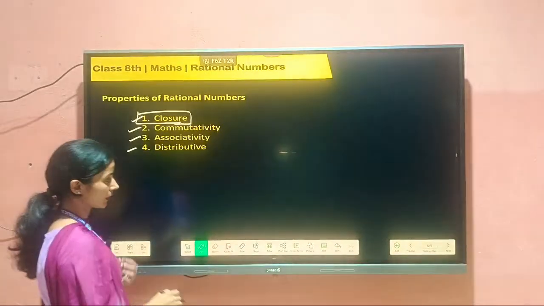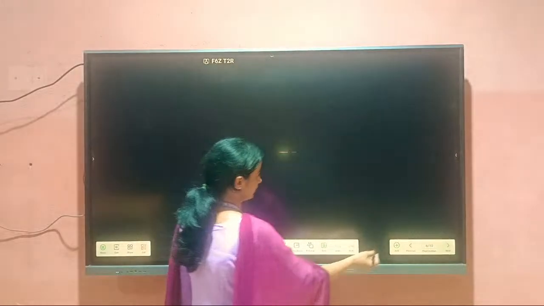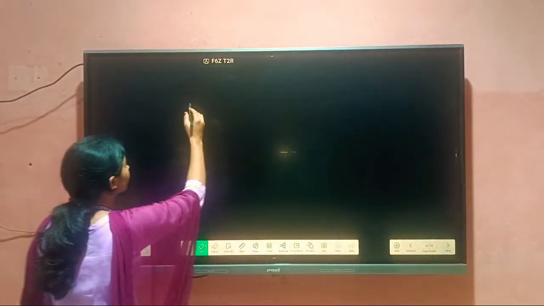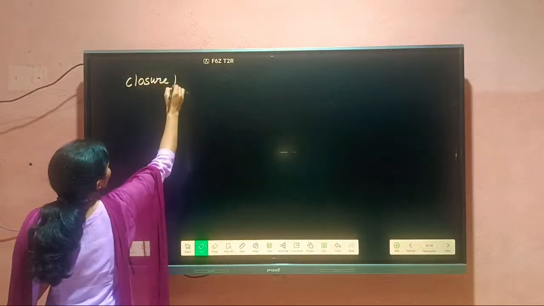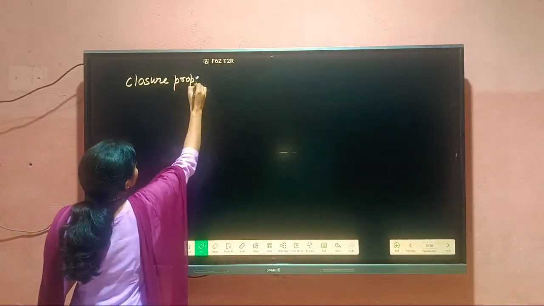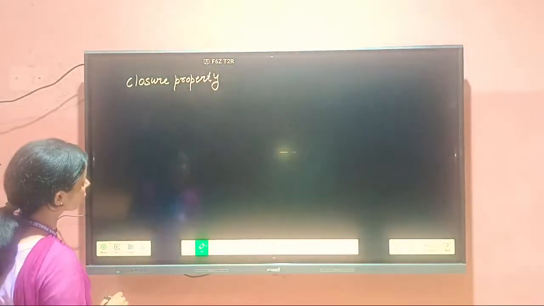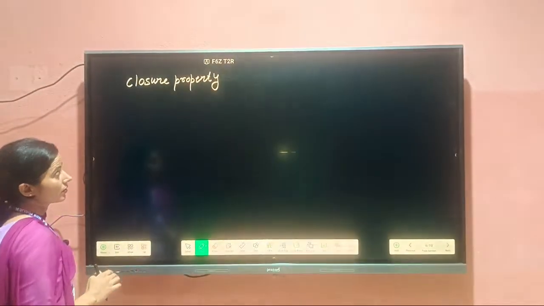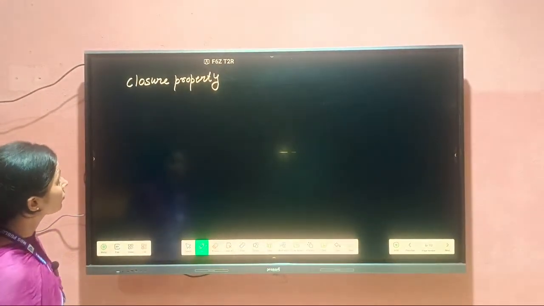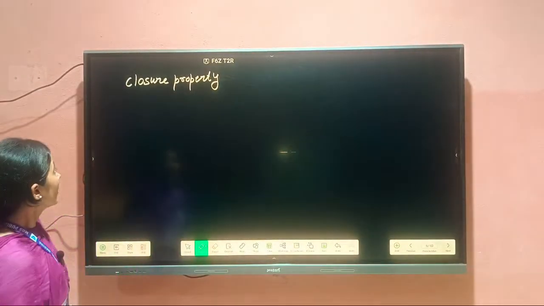What is closure property? This closure property we are going to discuss under four operations: addition, subtraction, multiplication, and division.